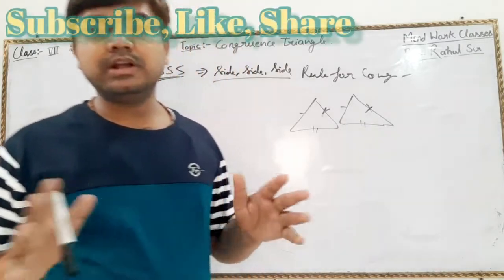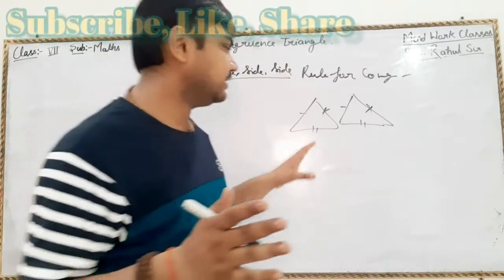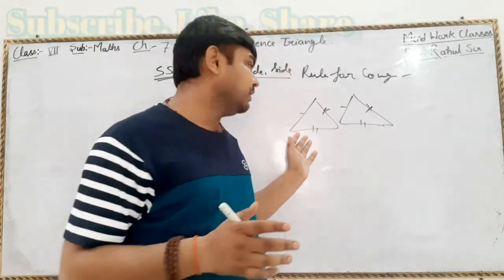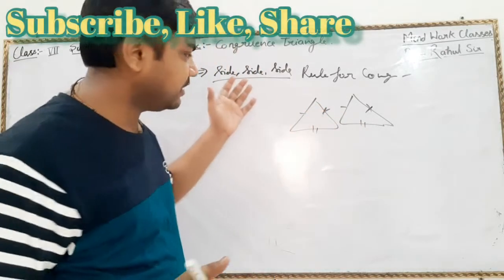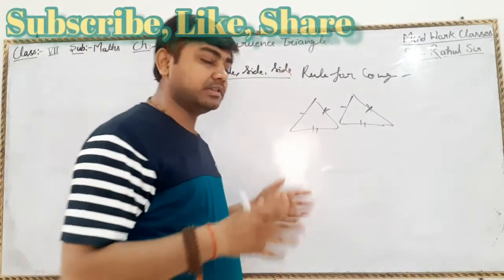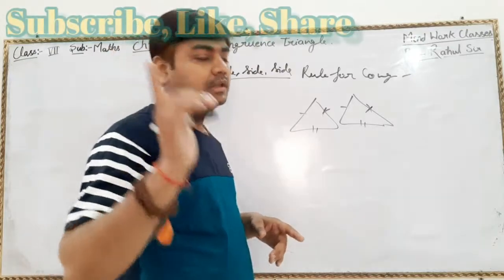You need not focus more on that. You just understand that if all three sides are equal in both triangles, then these two triangles will be congruent and their respective angles will also be equal.